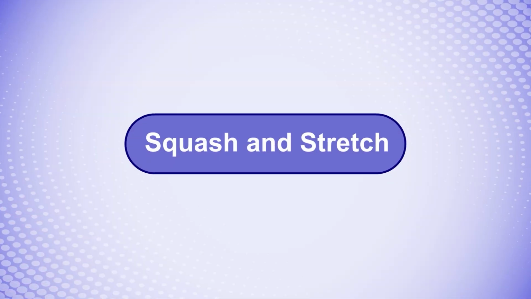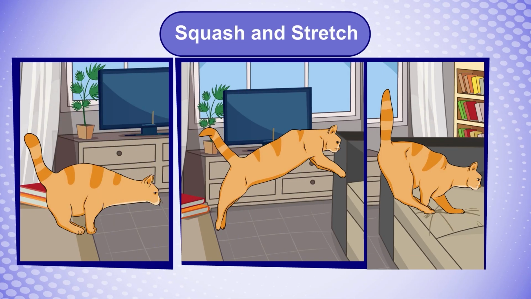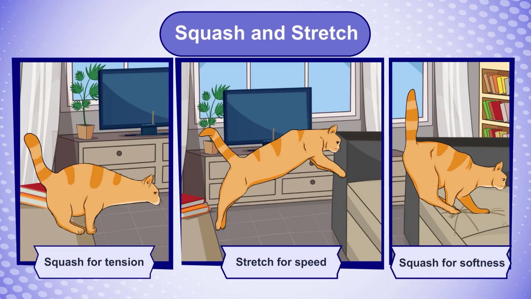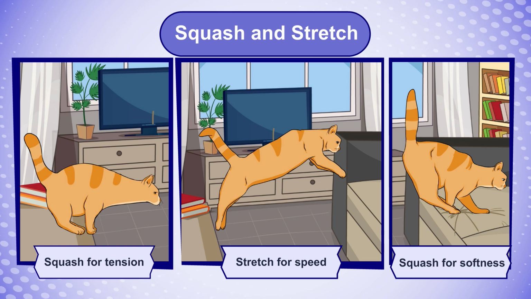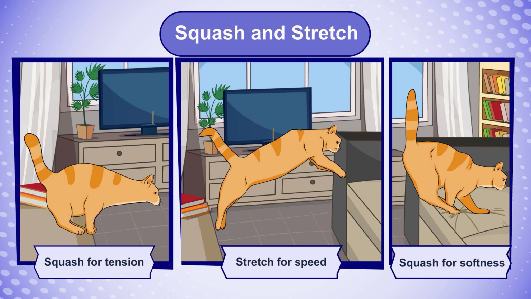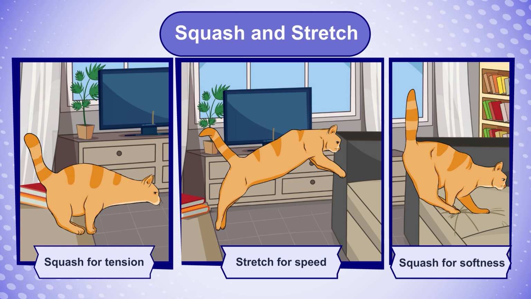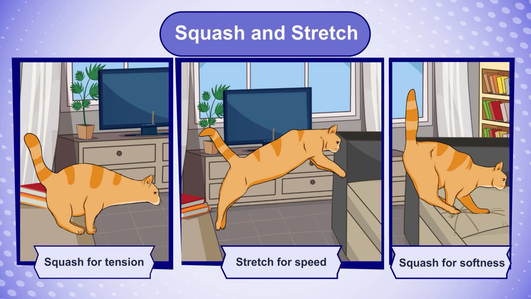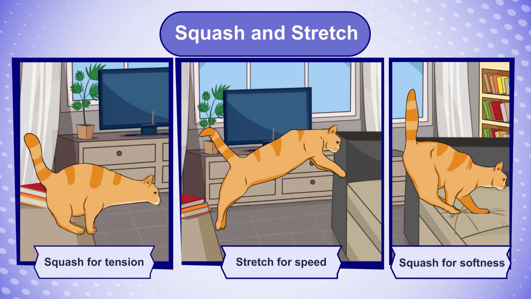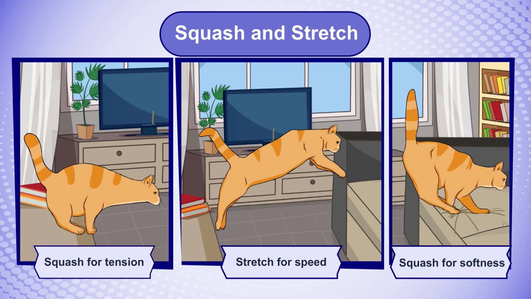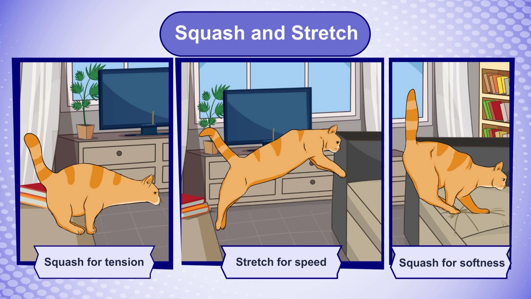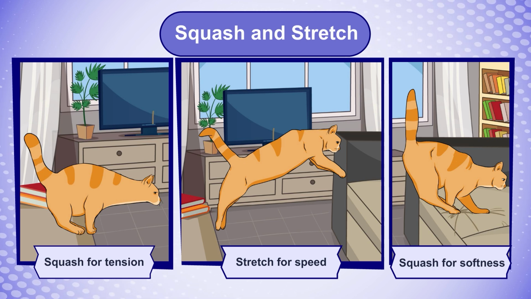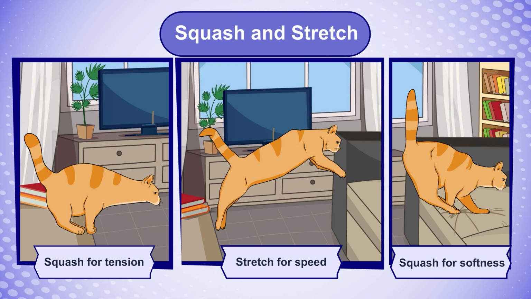So in just one motion, a cat jumping, we use squash and stretch 3 times. Before the jump, that is squash for tension, in the air, stretch for speed, and when landing, squash for softness. This one principle made the movement look natural, expressive, and full of life.